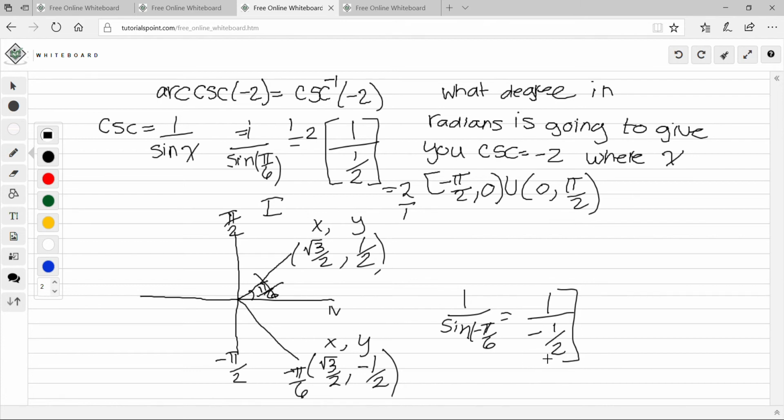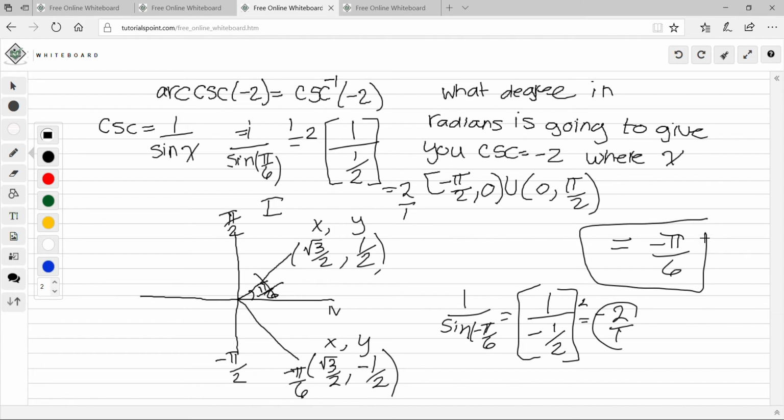Multiply everything by 2. So you're left with 2 over 1, -1, so it's -1 over 2. We get -2, right? So this -pi/6 works. So our final answer is just -pi/6. Let's do another one.